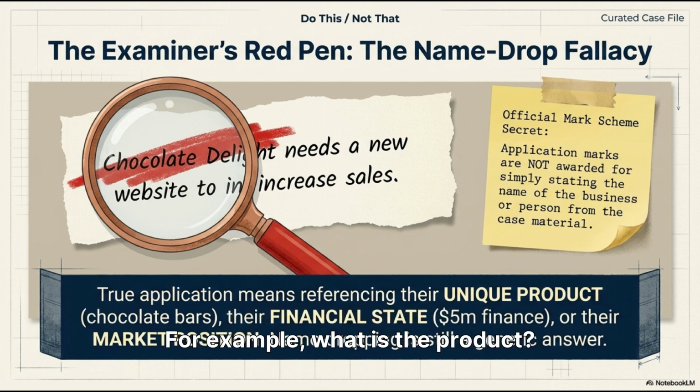For example, what is the product? Are they selling chocolate bars? What is their financial state? Do they have $5 million finance available? What is their market position? Are they struggling to compete? Are they expanding? Are they targeting a new customer segment?